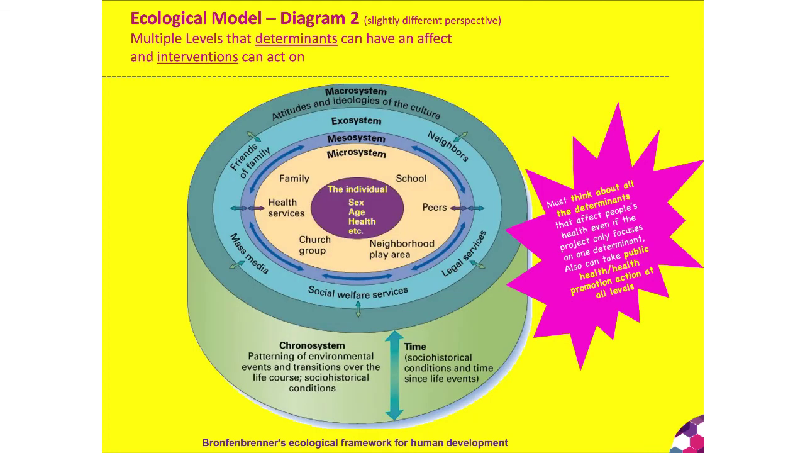This is another, similar model, but perhaps it makes it easier to see the kinds of issues we might think of. So at the centre, we have the individual and their sex, their age, their existing health status, but around them in the microsystem, they have their family, they have the school, they have their friends, peers, they have the neighbourhood and the neighbourhood aspects like play areas and footpaths and good roads and safe crossing points. They might have places of worship like the church group or other community support groups that can support and help them. And then around that, you have the exosystem, which is wider friends and family.